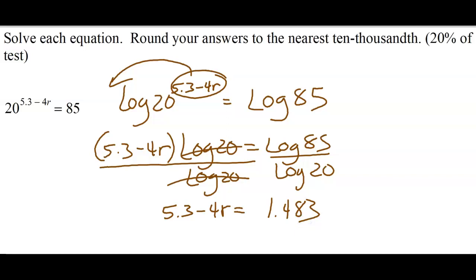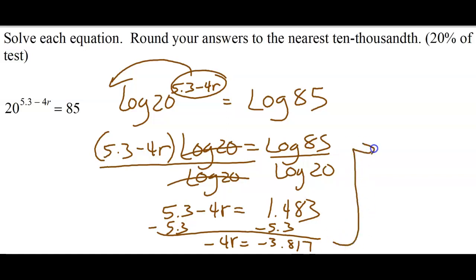And from there, we're just going to do our basic algebra to solve the rest of it. Divide both sides by -4. Final answer comes out to be 0.954.